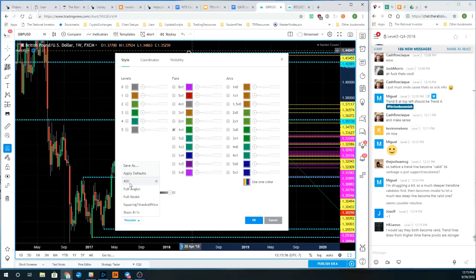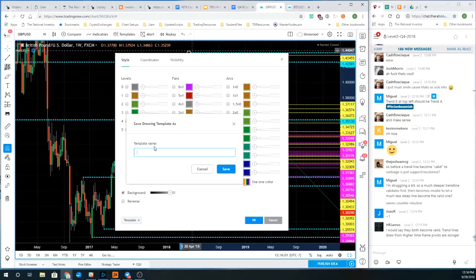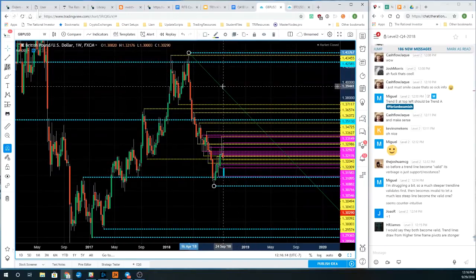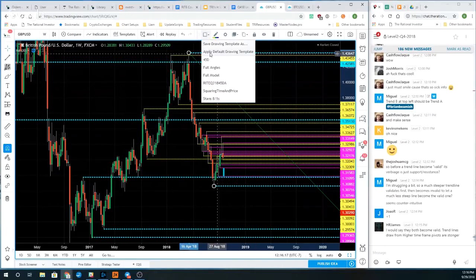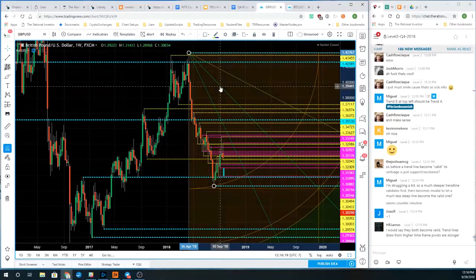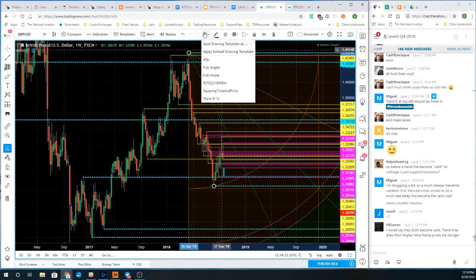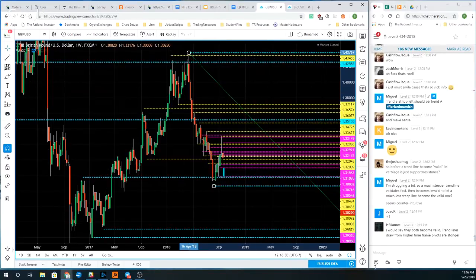You can see I already have a 45-degree angle, but I'm going to go Save as, and let's go RITE Q3 18 45-degree angle. So I've named it. I'm going to save that. And now when I go into any study, there are the defaults. If I go into TradingView and I want to just quickly draw a 45-degree angle, you can see there's what I just saved. Boom, there's my 45-degree angle. Everybody see how I just did that?